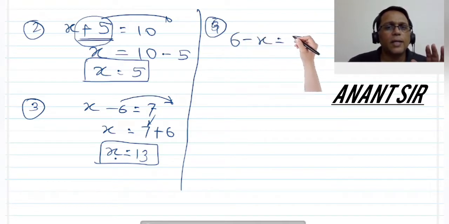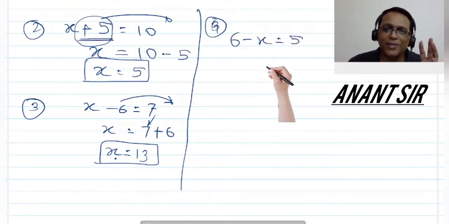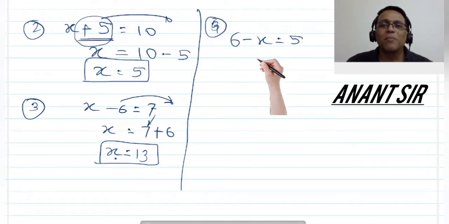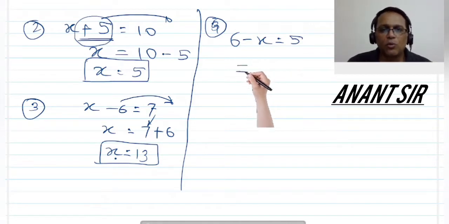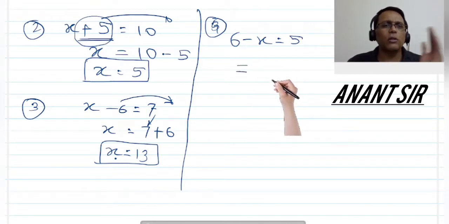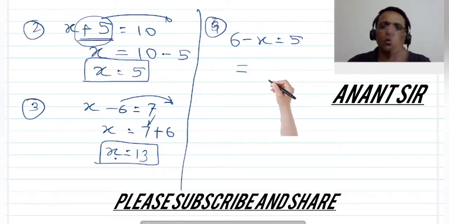6 minus x equal to 5. Now this type of question, many students make mistakes in. So you have to find the value of x. So what is the procedure? Keep x on one side of the equal to and constants on the other side of the equal to.